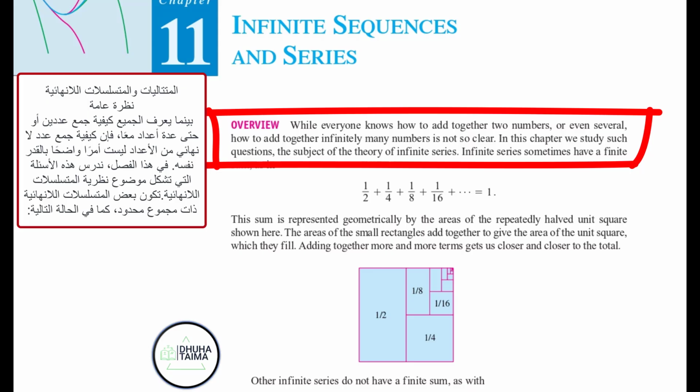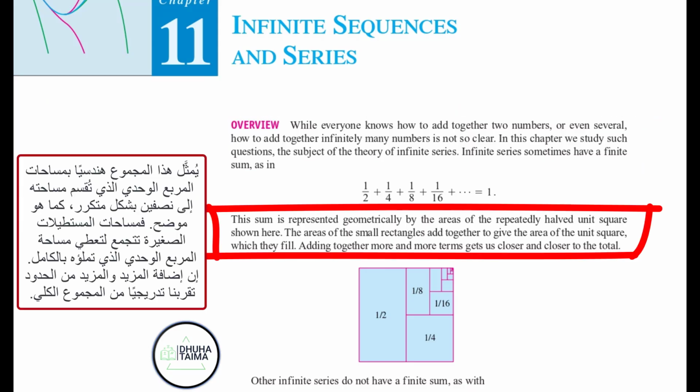Infinite series sometimes have a finite sum, as in, this sum is represented geometrically by the areas of the repeatedly halved unit square shown here. The areas of the small rectangles add together to give the area of the unit square which they fill. Adding together more and more terms gets us closer and closer to the total.